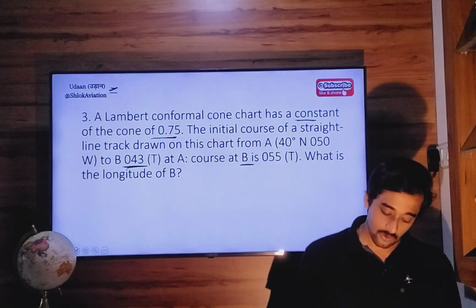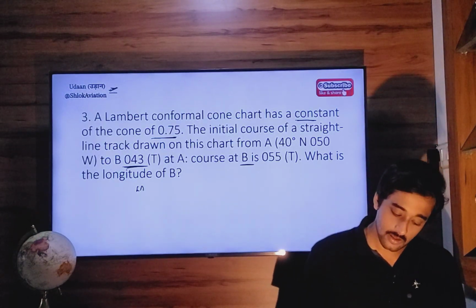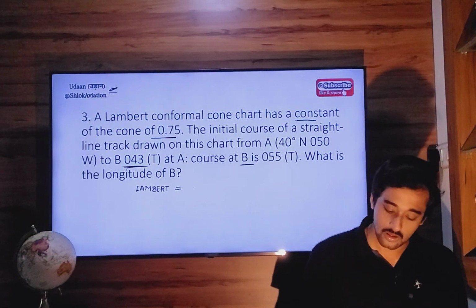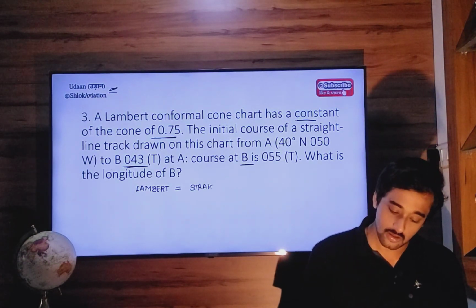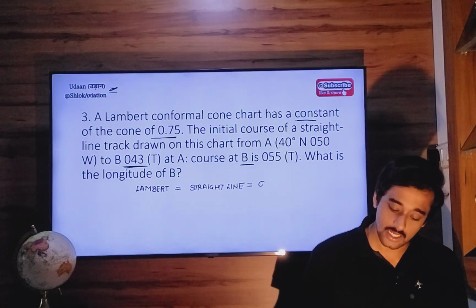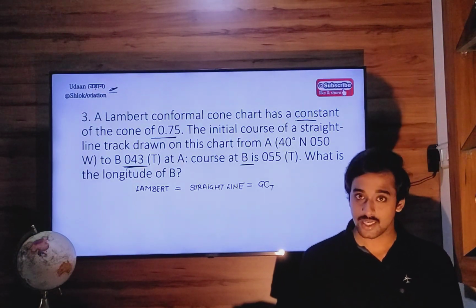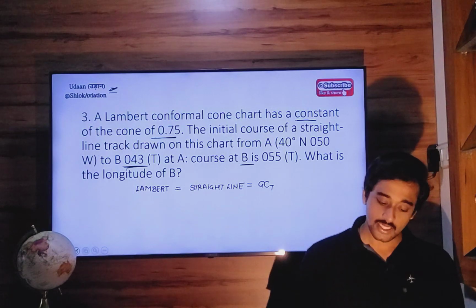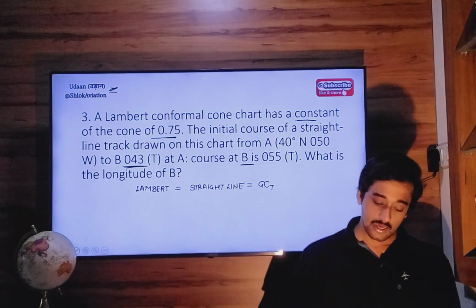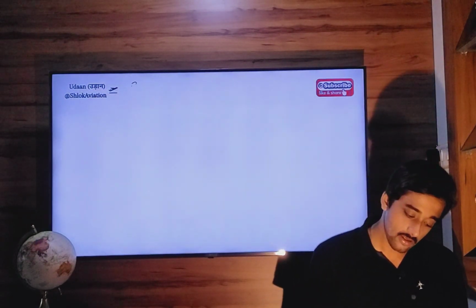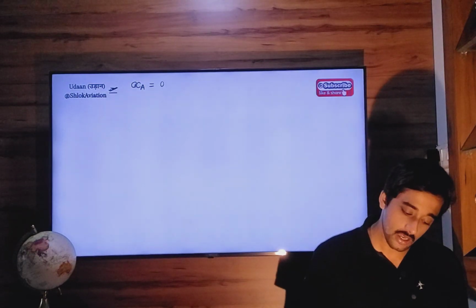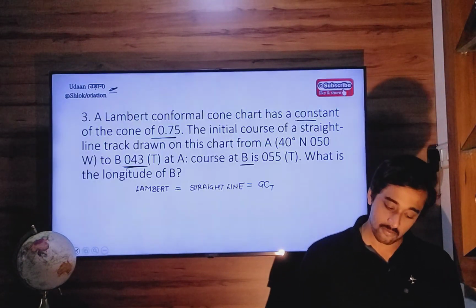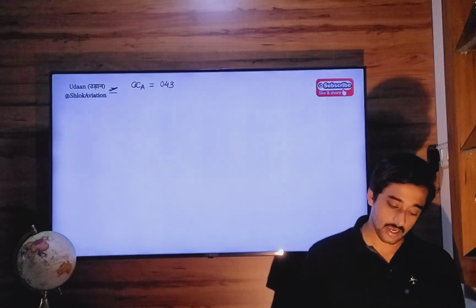Now on a Lambert's conformal chart, a straight line is equal to your great circle track. So in this case, they are telling you that flying from A to B, the great circle track at A is 043. Flying from B to A, the great circle track is 055.